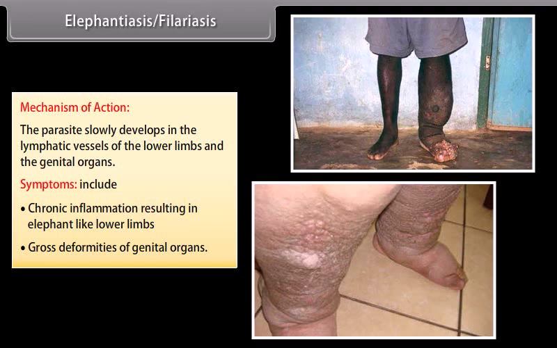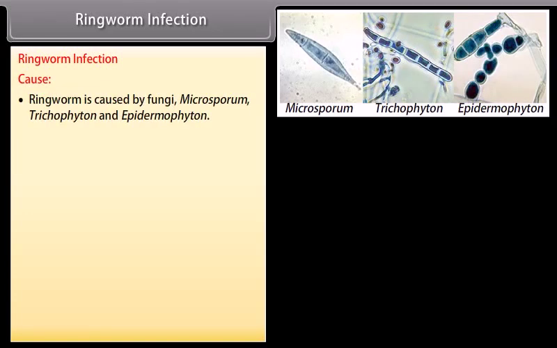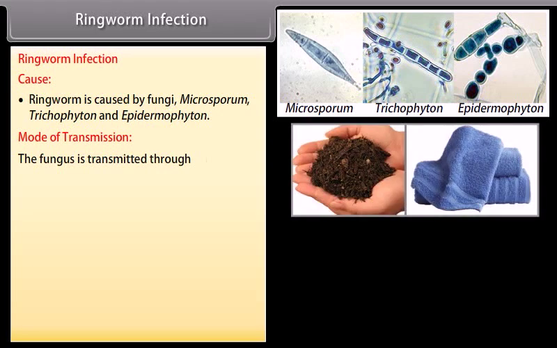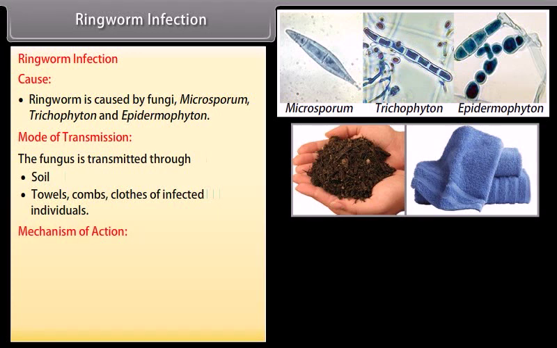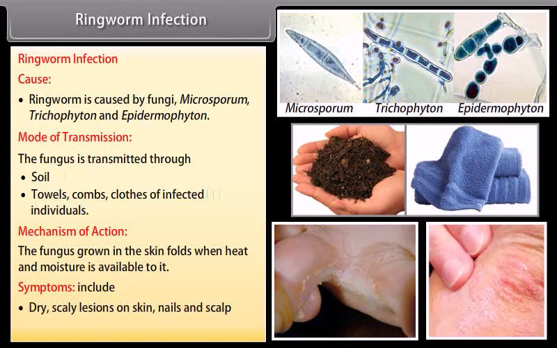Ringworm infection. Cause. Ringworm infection is caused by fungi Microsporum, Trichophyton and Epidermophyton. Mode of transmission. The fungus is transmitted through soil, towels, combs, clothes of infected individuals. Mechanism of action. The fungus grows in the skin folds when heat and moisture is available to it. Symptoms include dry, scaly lesions on skin, nails and scalp. Intense itching around the lesions.